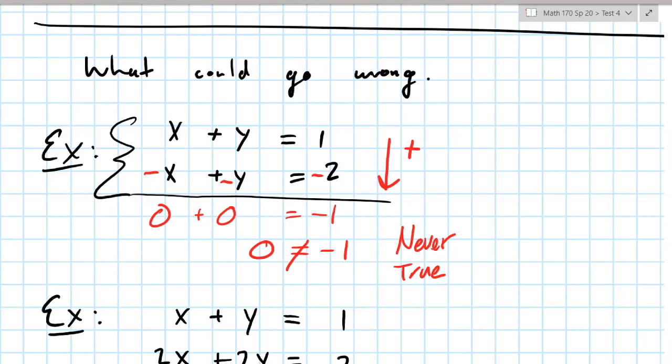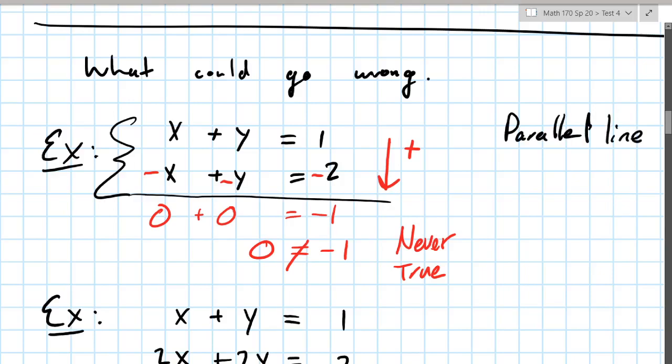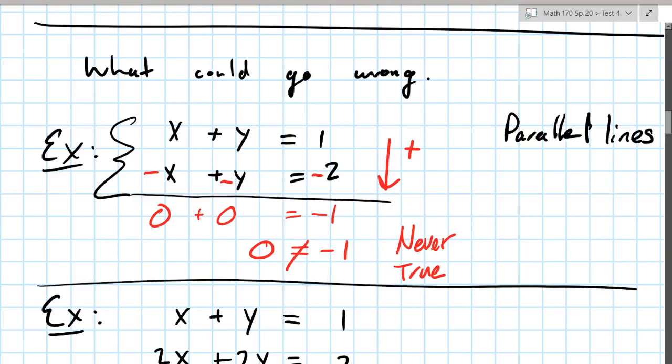Well, the original problem, x plus y equals 1, x plus y equals 2, if you had thought about that, you would have come to the conclusion that these are parallel lines. And parallel lines have the same slope and do not cross. Therefore, graphically, you would not be able to find a point of intersection. So, since it's never true, since they're parallel lines, there is no solution.